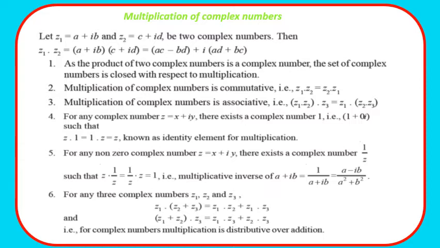Clear? Remember this point. And for any three complex numbers z1, z2, z3, z1 multiplied by z2 plus z3 will be equal to z1 into z2 plus z1 into z3. That is, the multiplication follows the distributive property. Okay, so pause and note down these properties of multiplication of complex numbers.